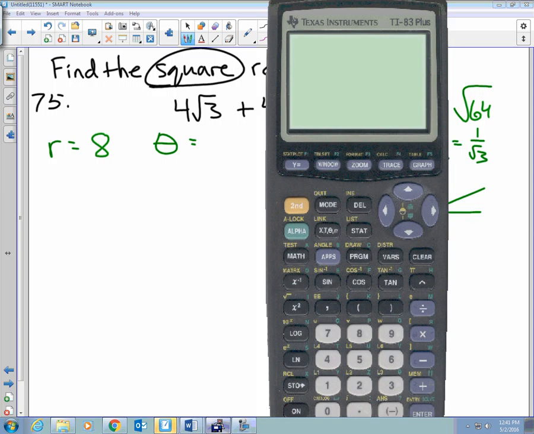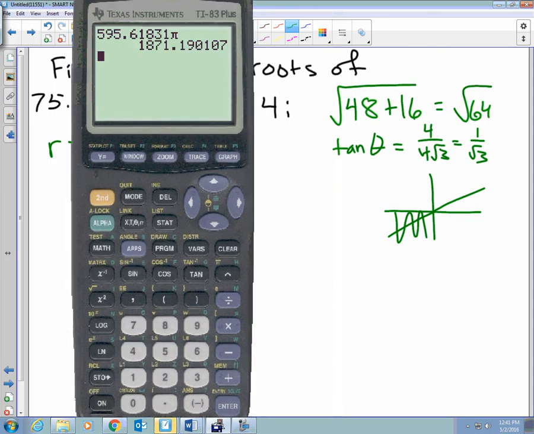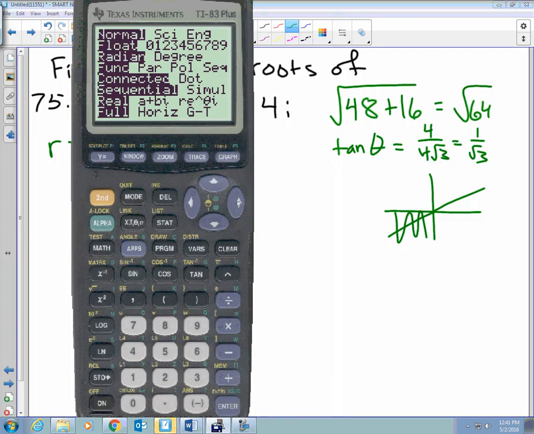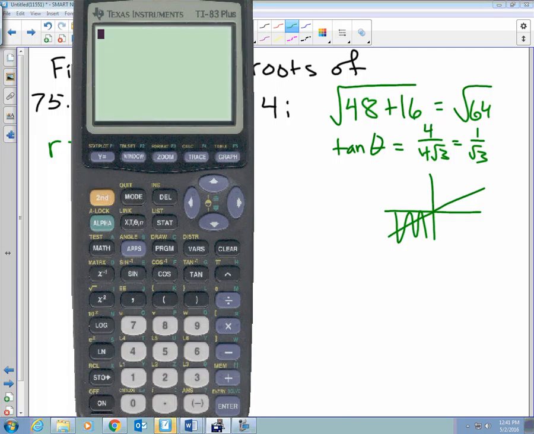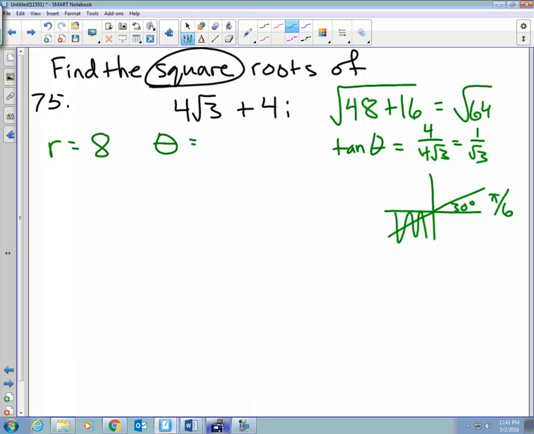So then you go to your handy-dandy calculator, and we go to mode, and we work in degrees so we can figure out exactly what this is. There we go. Tangent inverse of 1 divided by the root of 3. We come up with 30 degrees. What is 30 degrees in radians? Pi over 6. So theta is pi over 6. What is then the trigonometric form of this complex number?